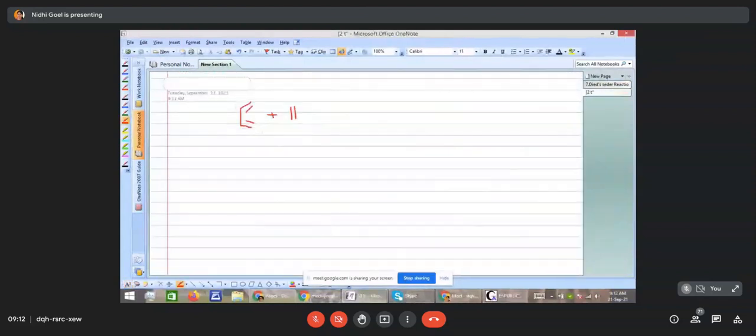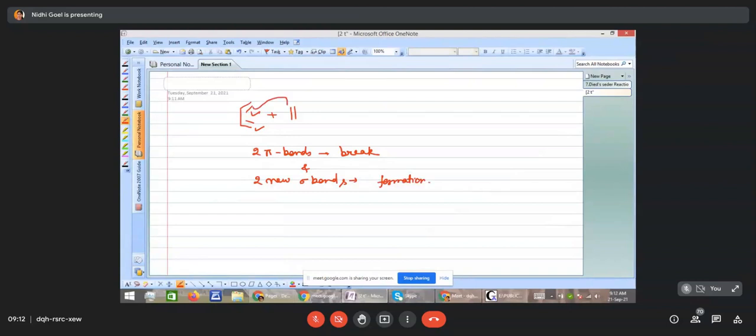So, in Diels-Alder reactions, these are the pi bonds. This is pi bond. This is pi bond. So two pi bonds break and two new sigma bonds are formed. This bond shifts toward this side to form one sigma bond and this bond this side to form a new sigma bond. So two new sigma bonds are formed, this one and this one.